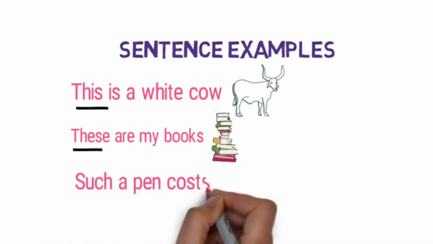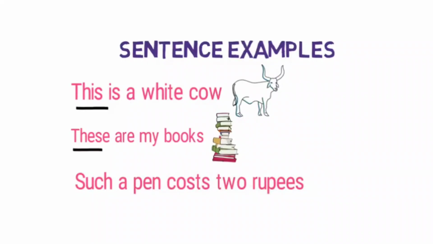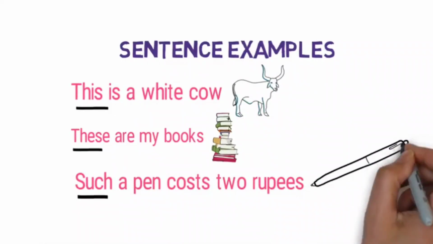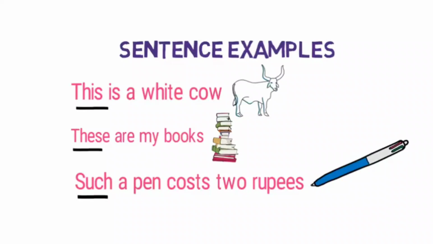Such a pen costs 2 rupees. Here, such is used to point out a pen. So, it is a demonstrative pronoun. So, remember, demonstrative pronouns are used to point out something specific within a sentence.